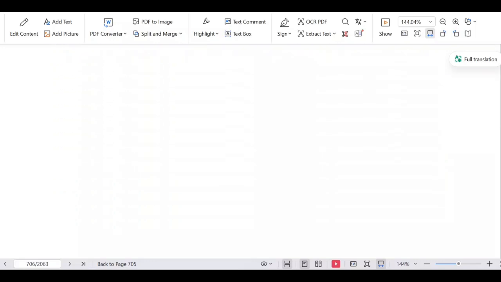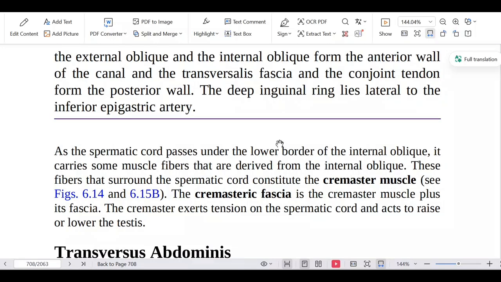That point is about the cremasteric muscle. As the spermatic cord passes under the lower border of the internal oblique, it carries some muscle fibers again, like that of the external oblique. The spermatic cord again carries some fibers derived from the internal oblique, and these fibers that now surround the spermatic cord constitute a muscle, and that muscle is called the cremaster muscle. So the cremaster muscle is actually a modification of what? A modification of the internal oblique muscle.